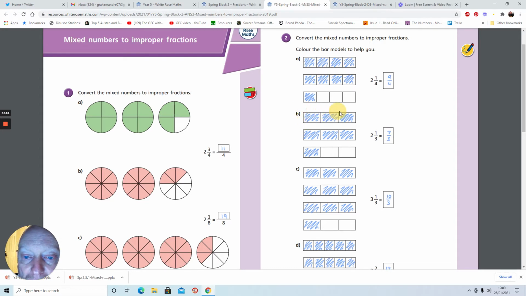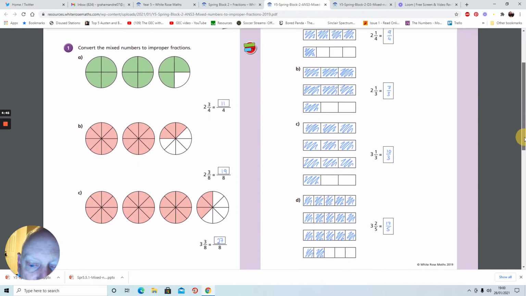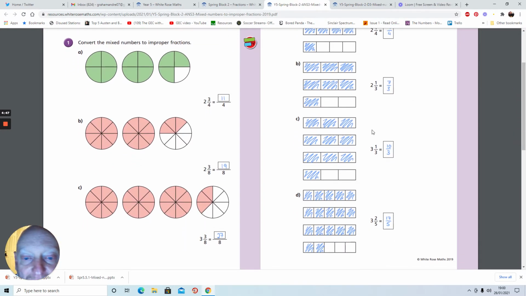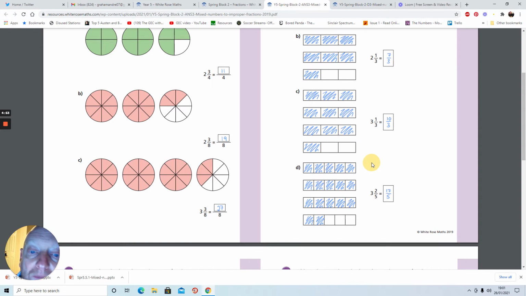1, 2, 3, 4, 5, 6, 7, 7 thirds. Oh, here we go. It's getting a bit longer, this one. There's quite a few more bars on this. So again, this time we're working in thirds again, so we know that this denominator is going to be thirds, so we put a third there. Okay, so we're working with 3.